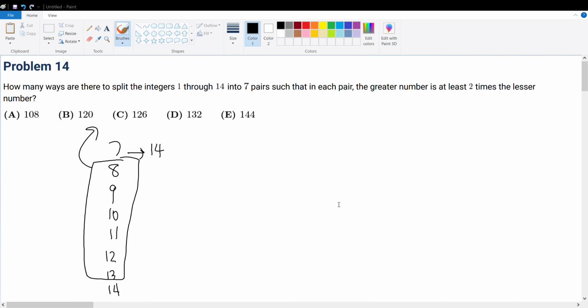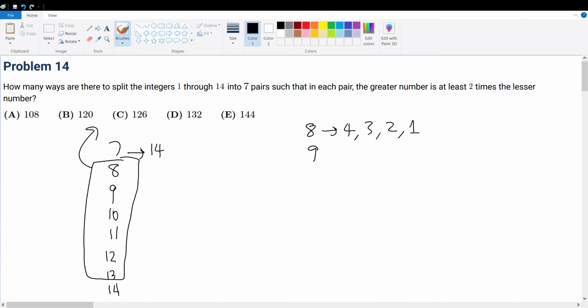Let's first consider 8. What is 8 divided by 2? It has to be 4, so the largest possible number it can pair with is 4. Therefore, any number less than 4 would also work: 3, 2, 1.